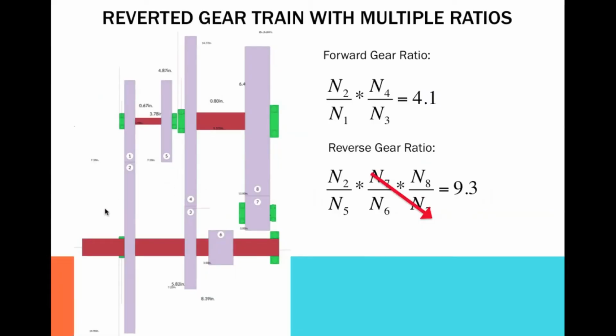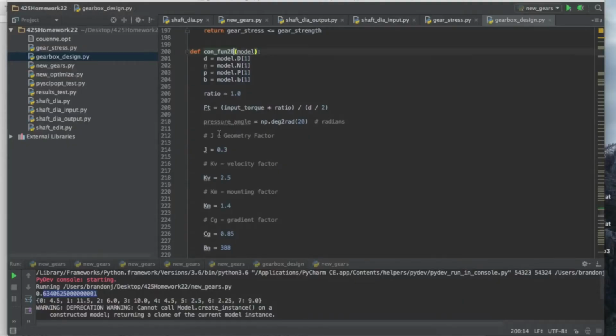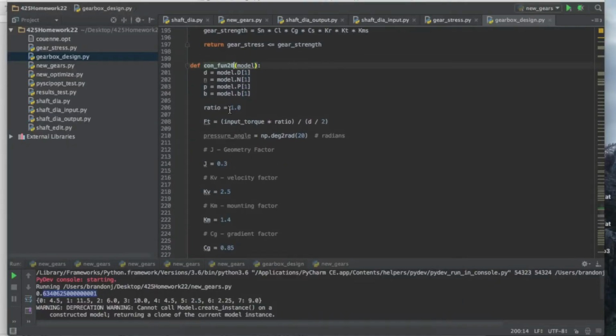Now gear 2, the only thing that changes here is that we have a different gear ratio. So we're going to have a different torque than we did on the first one. It's not just going to be 1. So we changed this ratio here, and this is going to be model.d2 over model.d1. Okay, so that is the gear ratio.